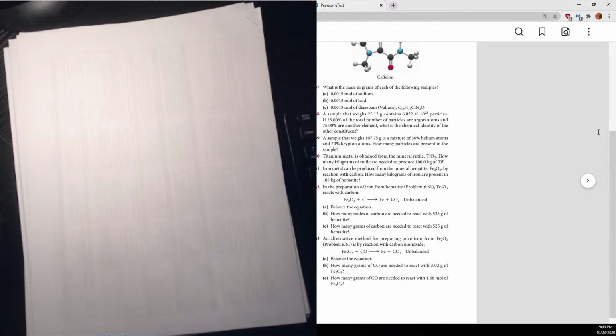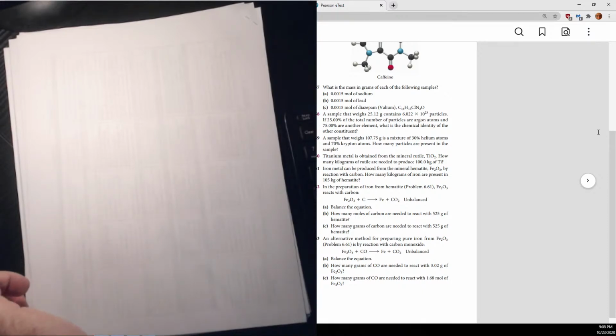Okay. 60. Titanium metal is obtained from the mineral rutile, TiO2, titanium 4 oxide. Oh, it could be titanium 4 oxide or titanium 2 peroxide. I don't know which. How many kilograms of rutile are needed to produce 100 kilograms of titanium? Okay, I mean, it's a mineral, so it's stable over time. It's not going to be a peroxide. How many kilograms are needed to produce 100 kilograms of titanium?